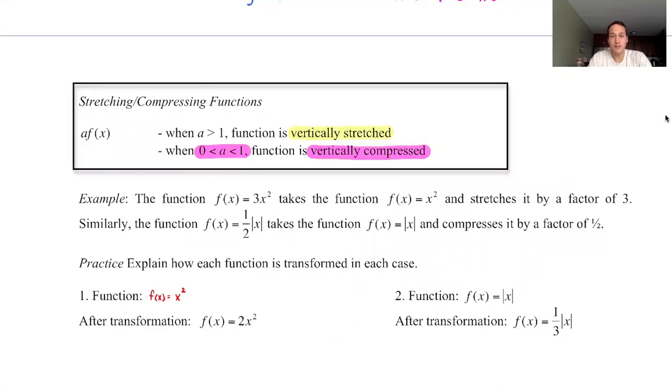Okay, so if I look at the function 3x squared, that takes the function x squared and it stretches it by a factor of. Okay, by a factor of. If I take 1/2 the absolute value of x, that took the absolute value of x and it compresses it by a factor of. You must say by a factor of, okay? It is technically wrong if you don't say by a factor of and then whatever the number is. So let's go to practicing some of these.